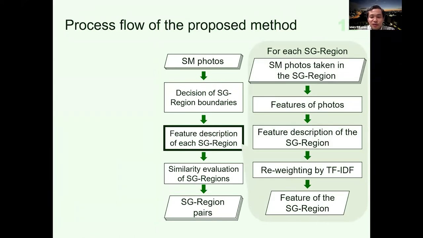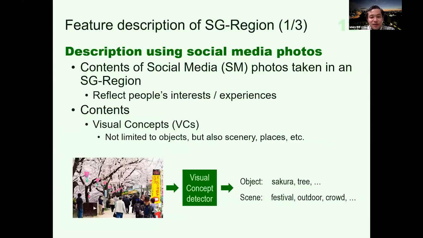Next we need to extract the features from each seasonal georegion because we want to compare the similarity. So what are the features here? That's going to be talked about later. Basically we extract features from each photo taken in this seasonal georegion, and then we accumulate those features and describe the whole region. Some examples are shown here.